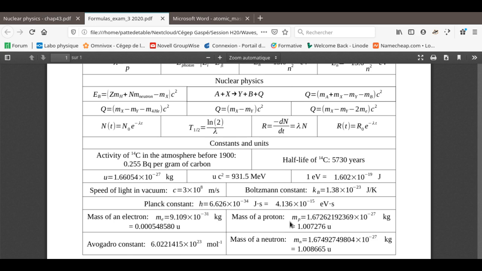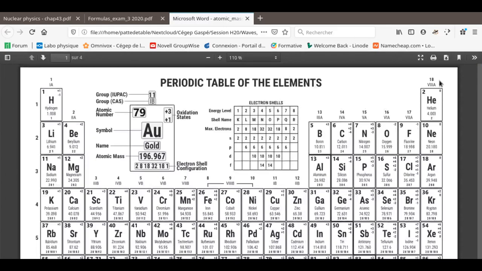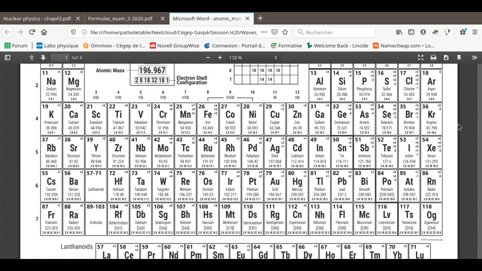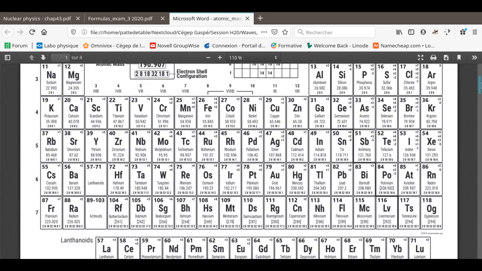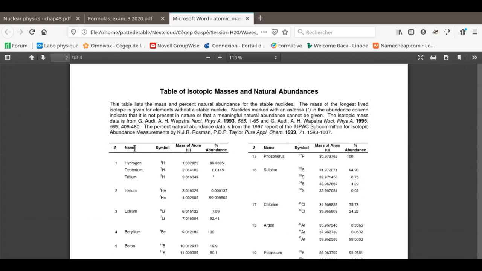For the calculations, some tools we'll need are at the bottom here. First, for the masses, you have the different tables. In case you need to find a particular element given a particular number of protons, I give you a periodic table of the elements, which has the average mass taking into account all the isotopes, the name, the symbol, and everything.